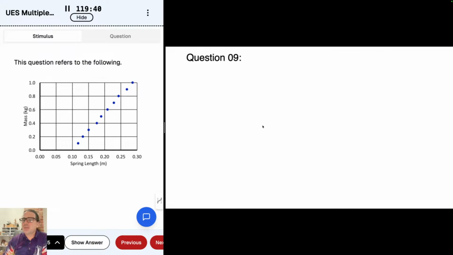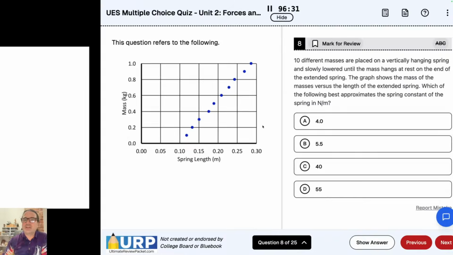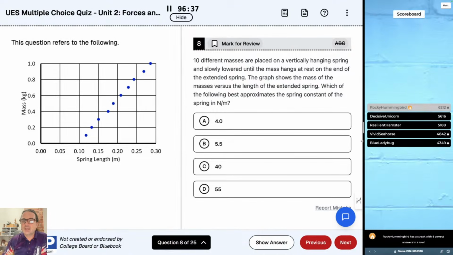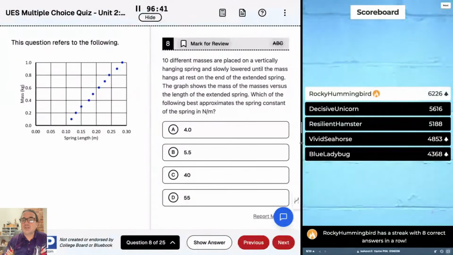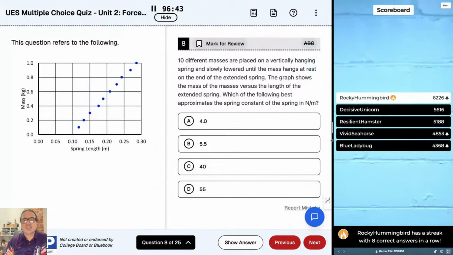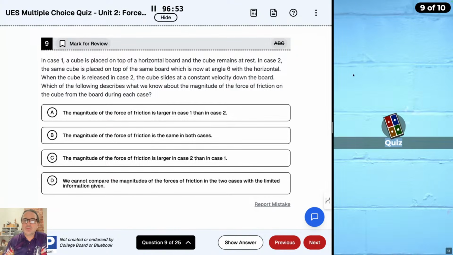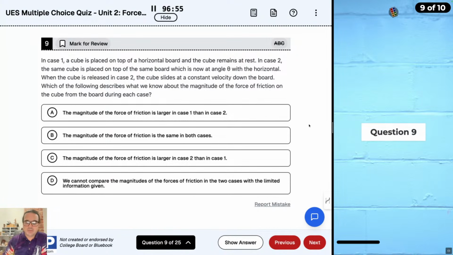Done with question 8. Move on to, actually, hold up. We'll see if Decisive Unicorn is still winning. Oh! Rocky Hummingbird on fire. Uh-oh. Rocky Hummingbird. Okay. Moving from question 8 to question 9. All right, here we go. I think I can zoom in.